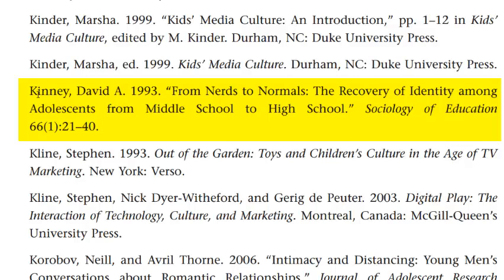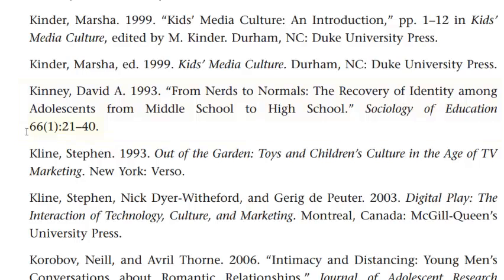Now, if you look at the entry for Kinney David, you'll notice toward the end of the citation, there's the number 66, and then in parentheses 1, a colon, and 21-40. That's a tip-off right away that you're looking at a citation to a journal article, because what that's telling you is that this article is coming from volume 66, issue number 1, and it shows up on page 21 through 40 of this particular issue.